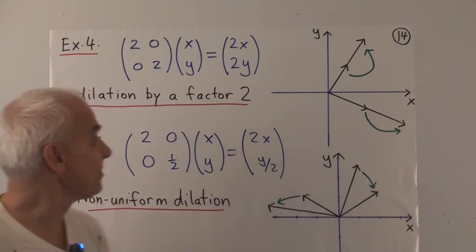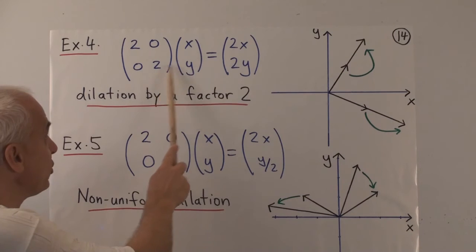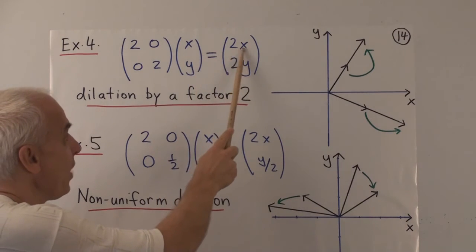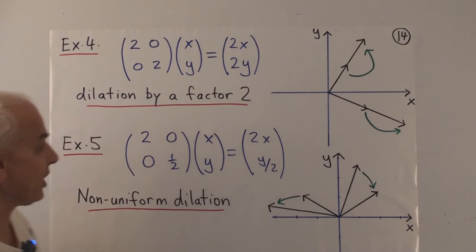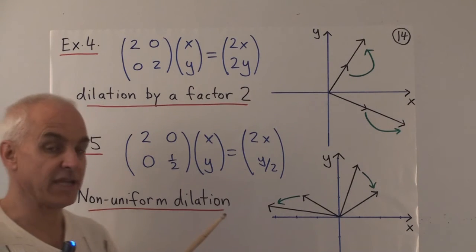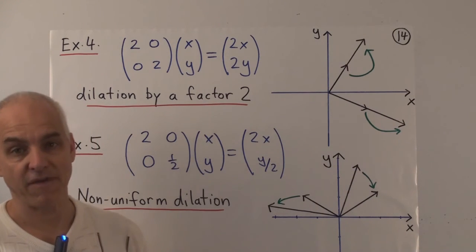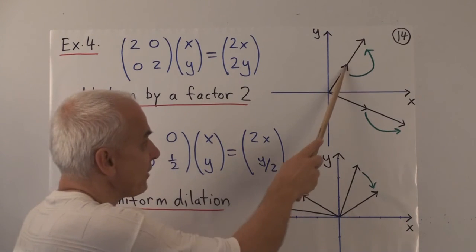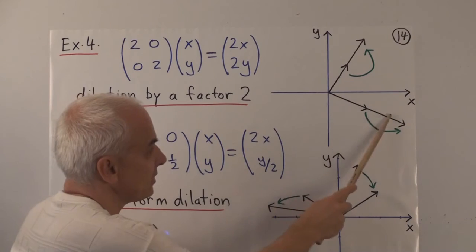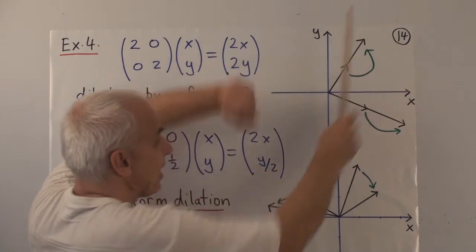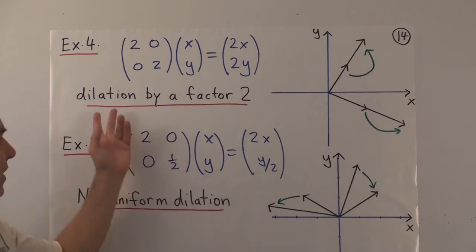A few more examples. The matrix 2, 0, 0, 2 acting on x, y is 2x, 2y. That's a particularly simple transformation. It just takes a vector and expands it or scales it by a factor of 2. So that vector there is sent to that vector there. This vector there is sent to this vector there. Everything is scaled by a factor of 2. We call that a dilation.